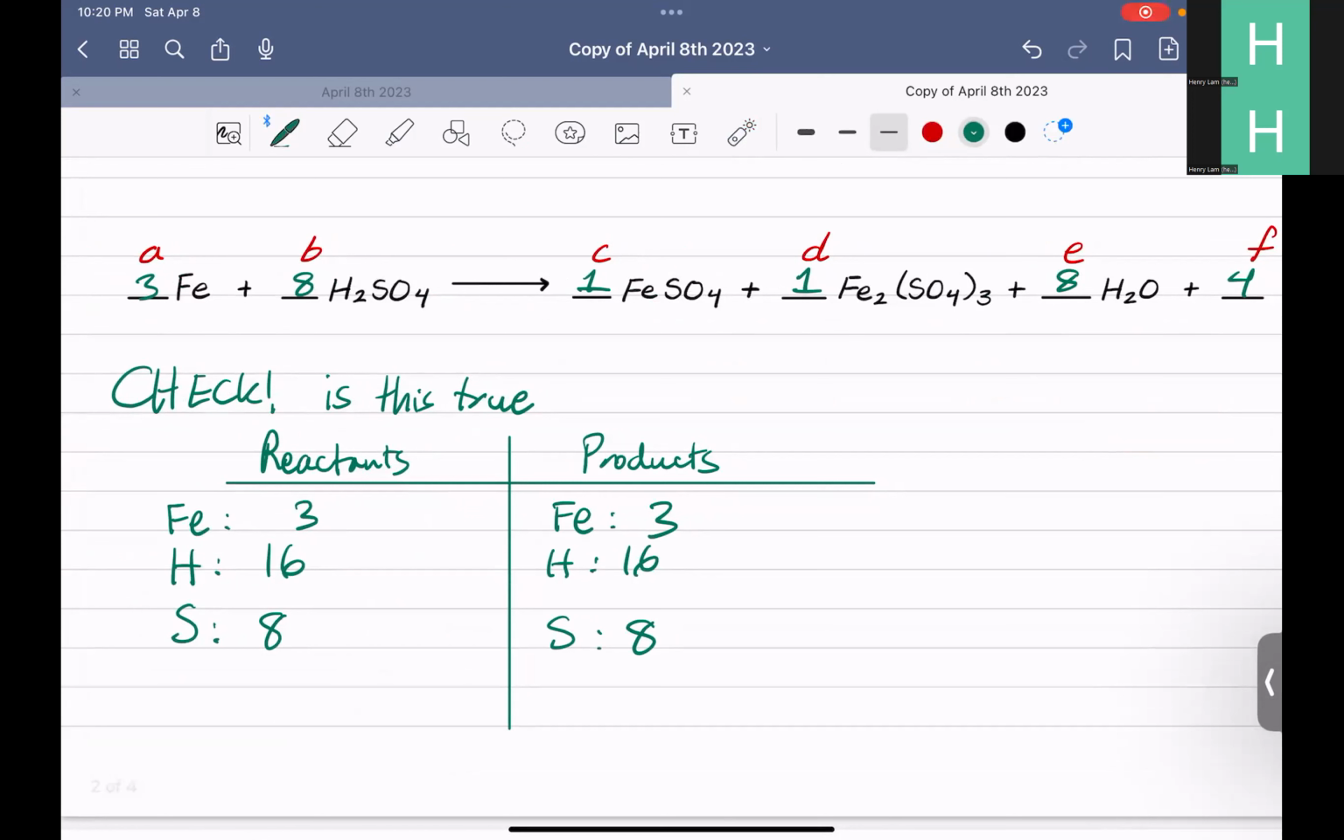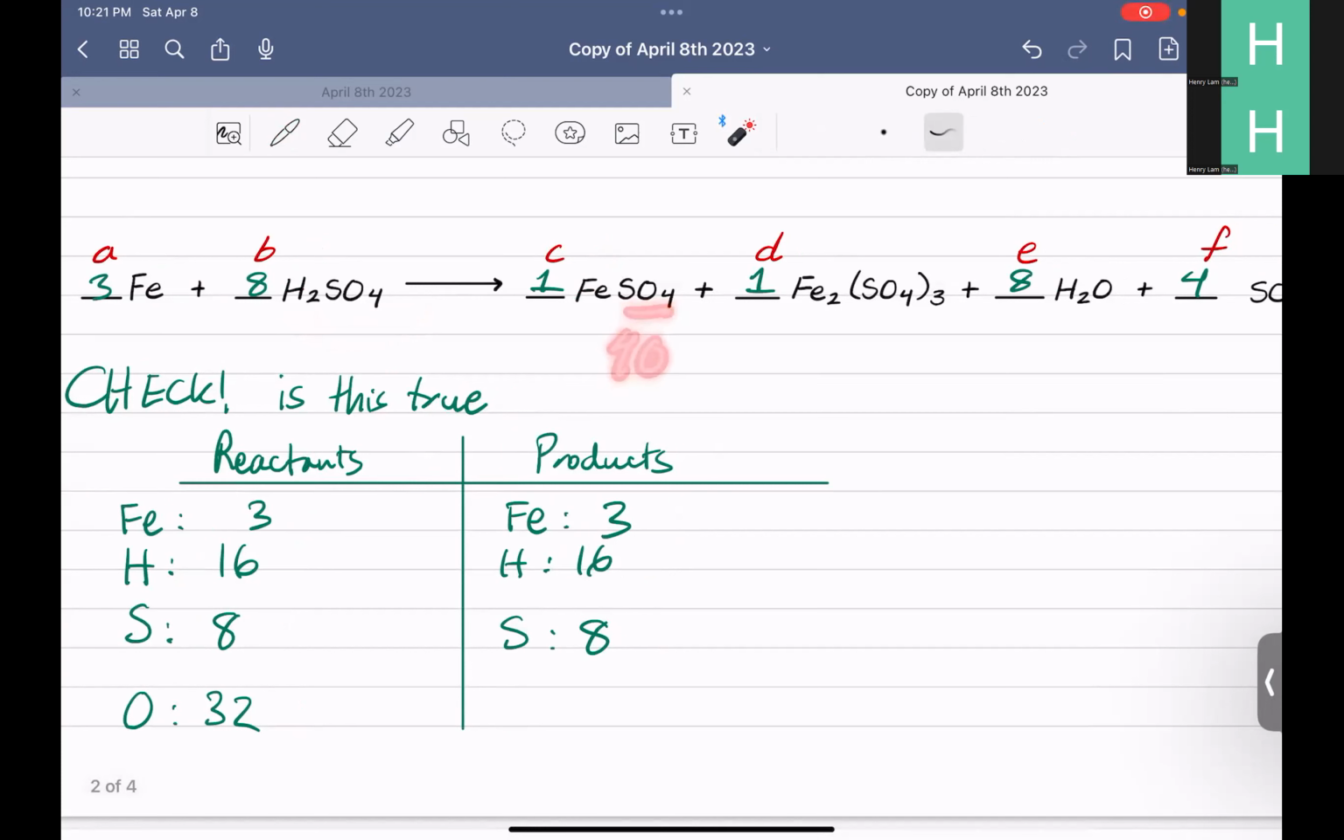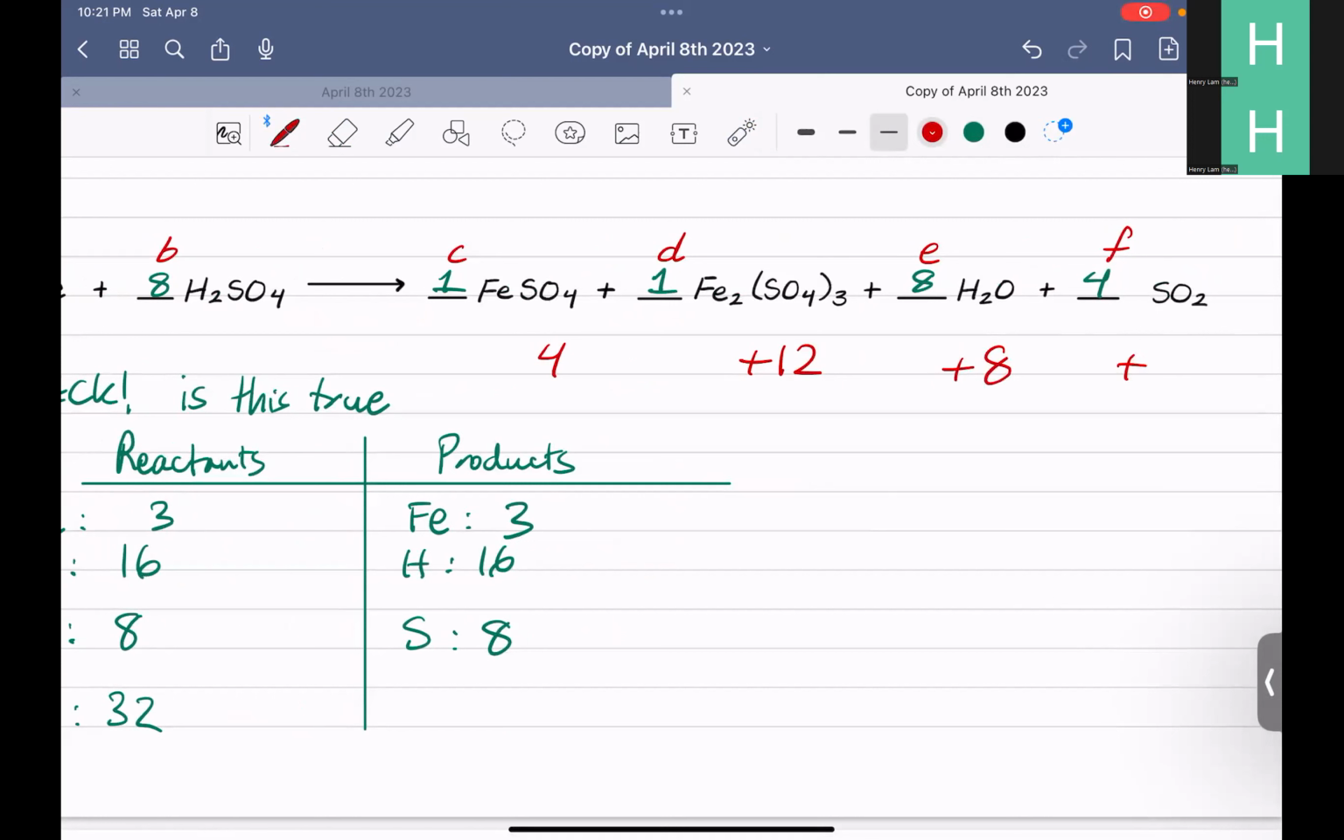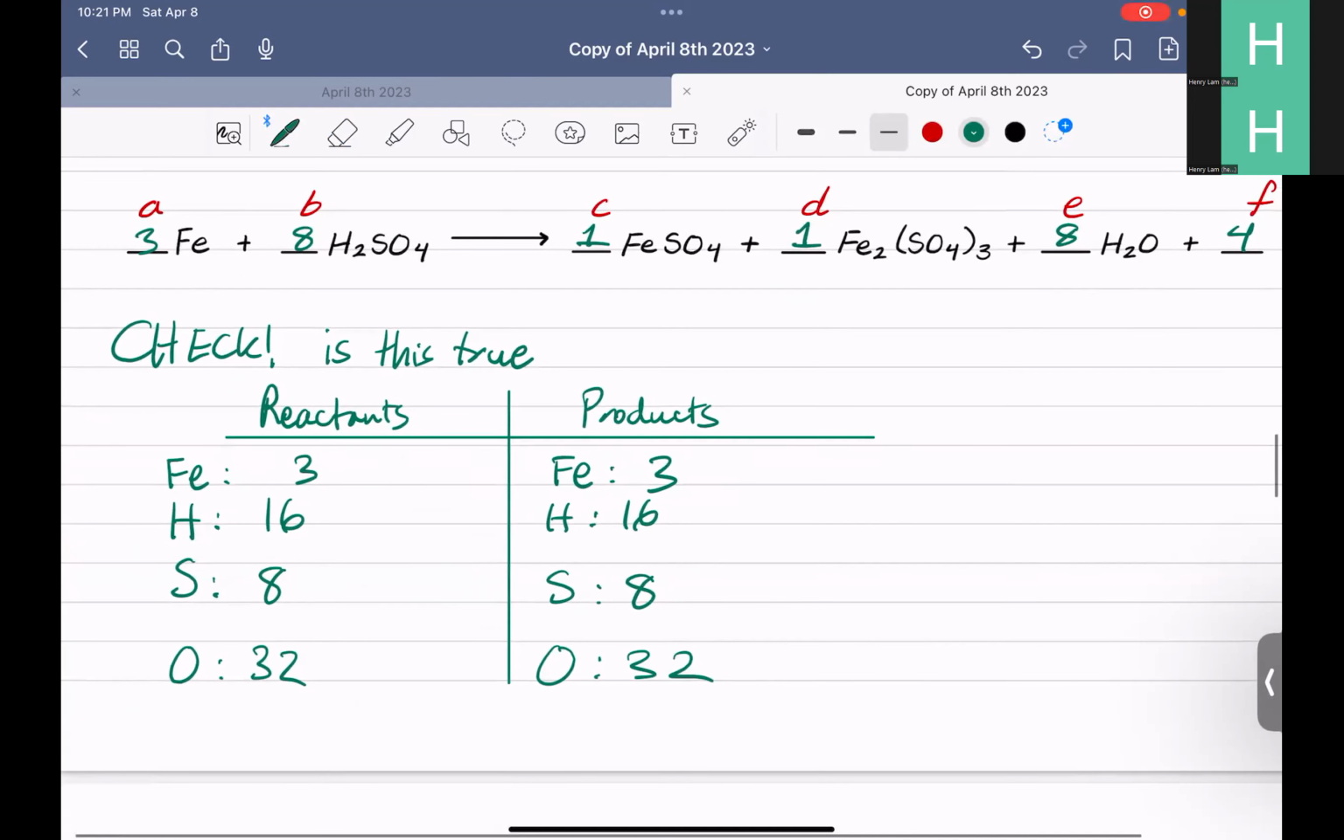The next thing we're going to check is oxygen. Oxygen is 32, right? So 8 times 4 of them, that's 32. There's 4 oxygens here. There's 12 oxygens here. Oh no, I don't want to present it in that way. There's 4 here, plus 12 here, plus 8 here, plus 8 here. 8 plus 8, 16. 16 plus 4 is 20. 20 plus 12 is 32. So indeed, this is correct. What we'll find is oxygen is 32 with this combination.